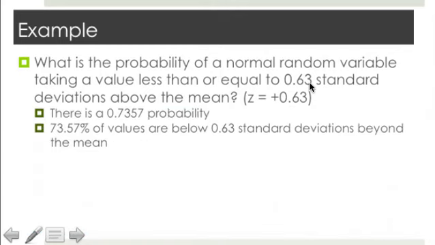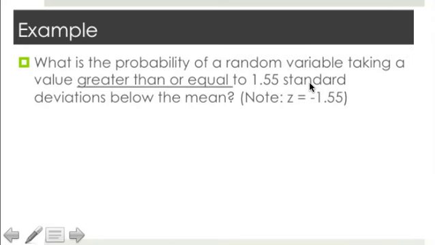So to sum this up, if we want to answer this question, we could then say that there is a 0.7357 probability, or another way to say that, 73.5% of values for this random variable are below 0.63 standard deviations beyond the mean.